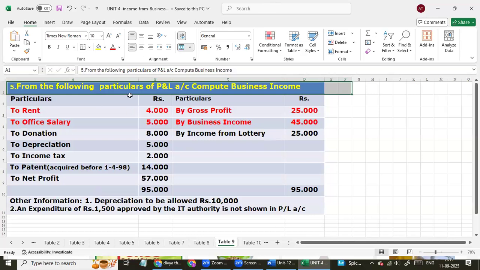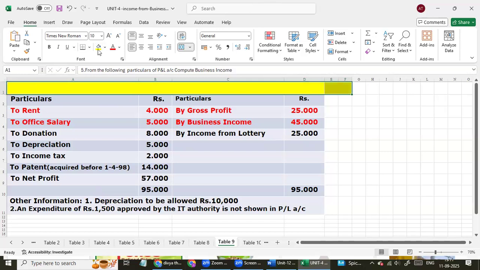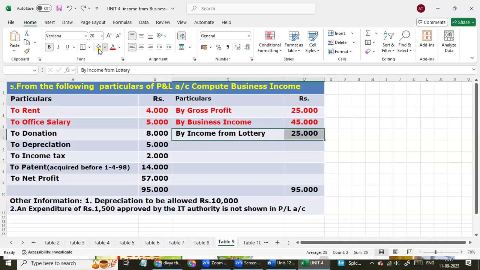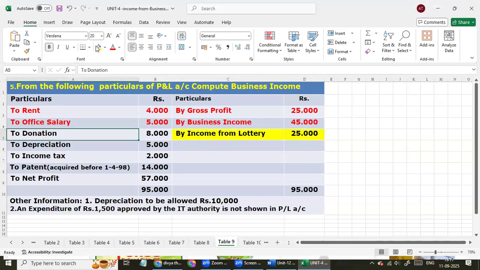Now, when I say non-business, income by lottery is not my business income. So this type of income is not allowed. Similarly, donation is not my regular activity, so again it is not allowed. Patent, I need to take into consideration when it's available. Similarly, in case of depreciation, there is an adjustment, so we'll mark it.